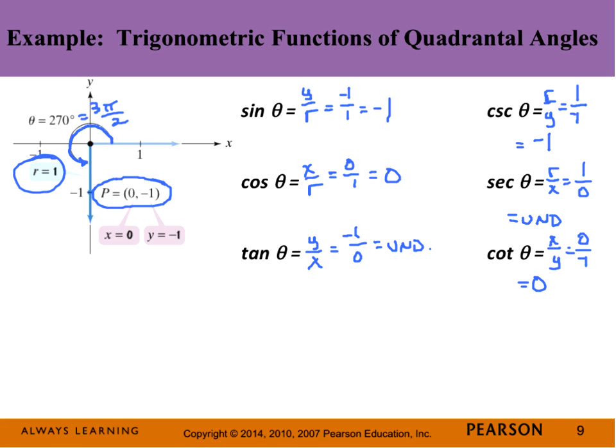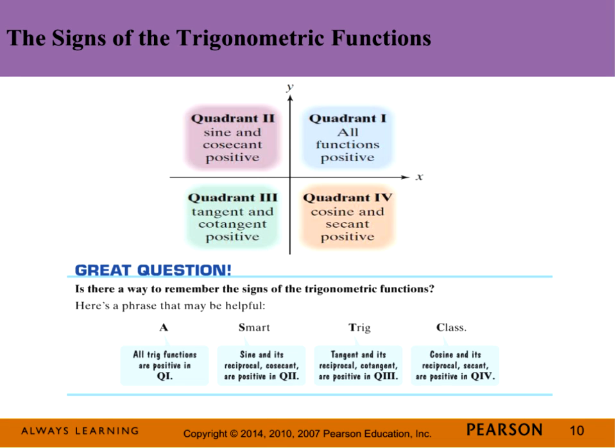Okay? And we're not going to do one for 360 because if I went 360, that would put me back at having the terminal and the initial side on the positive x-axis there, which is equivalent. So a 360-degree angle is equal to a 0-degree angle there. So it's not necessary to do it twice.